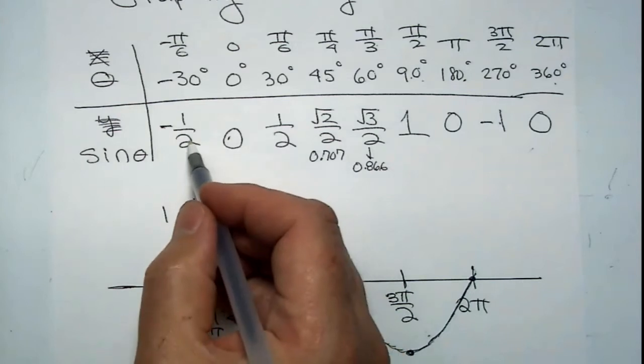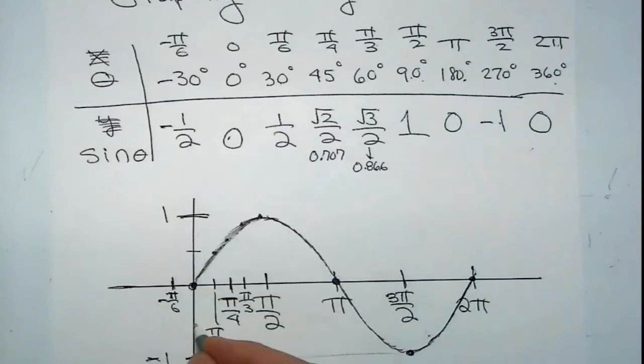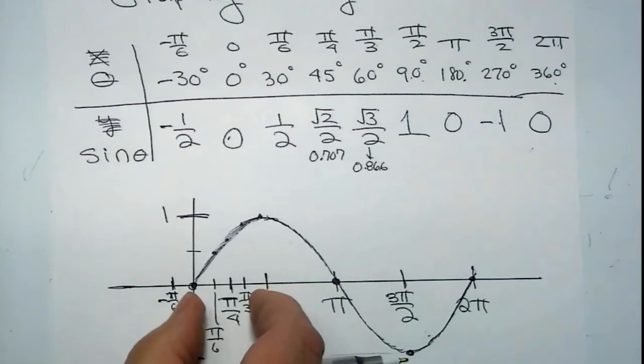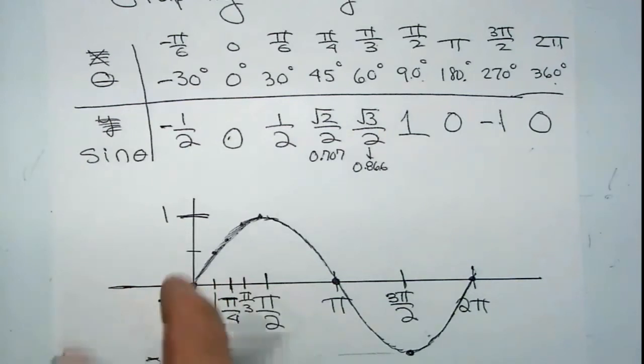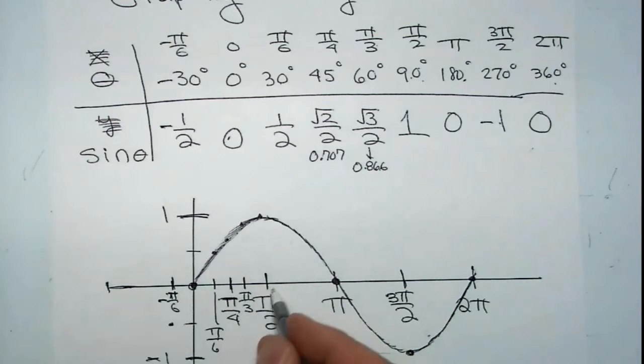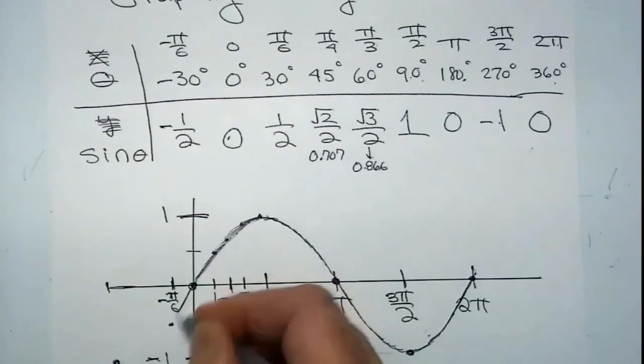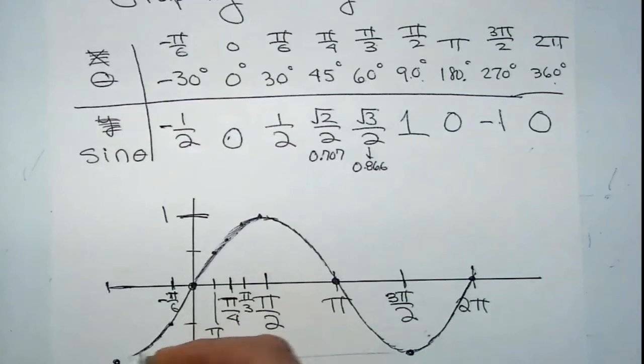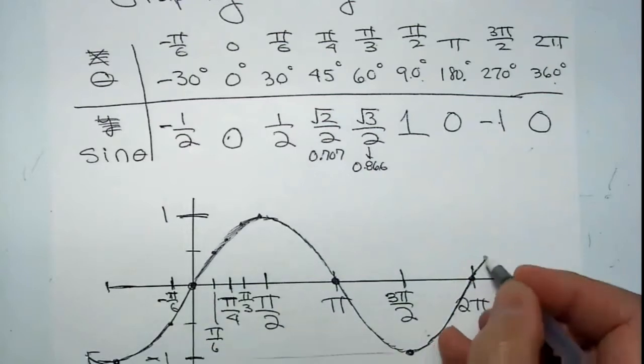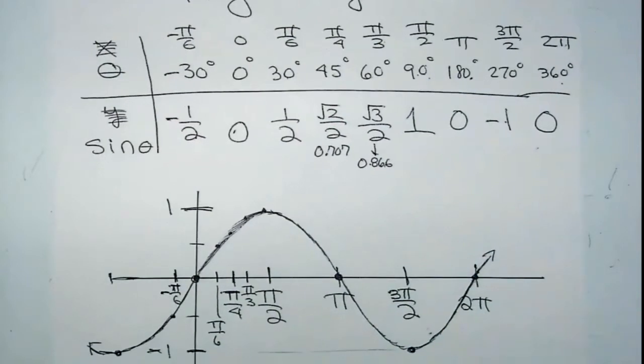Oh, don't forget, minus 30 is right here, and that's at -1/2, which is here. And if we go back to minus 90, by symmetry, we're probably down here. So this curve keeps going and going and going. It never stops. So it keeps going in that direction, and it's going to keep going in that direction, up and down, up and down.